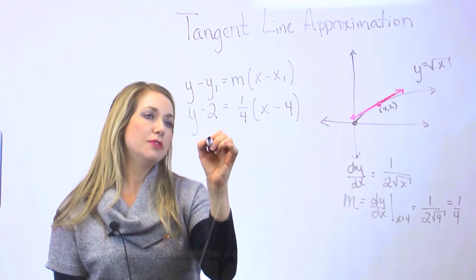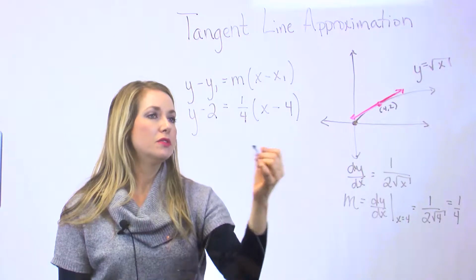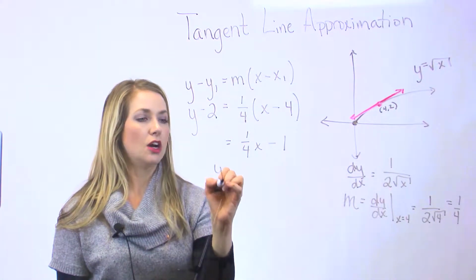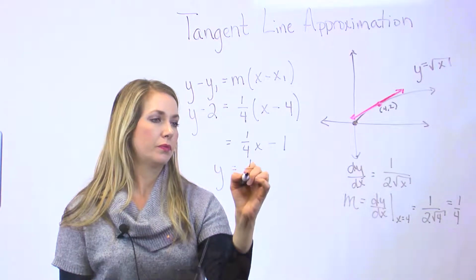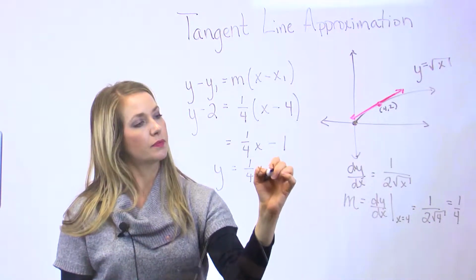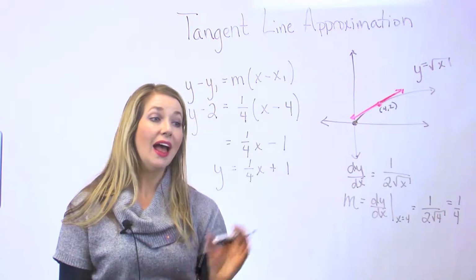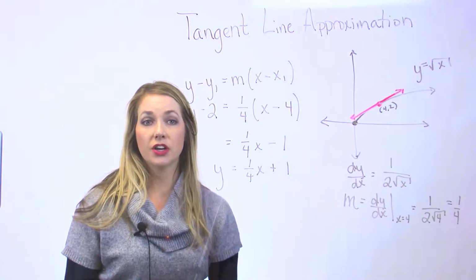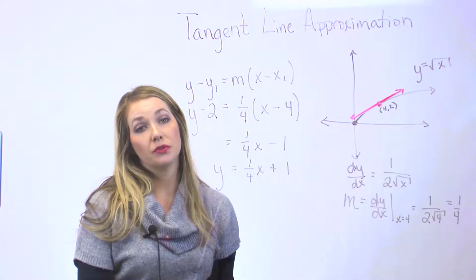And we have done this before, where we distribute the 1/4 and then solve for y. This becomes the equation of the tangent line to this curve at the point 4, 2.